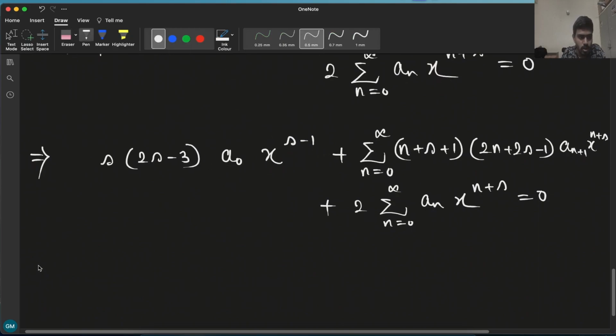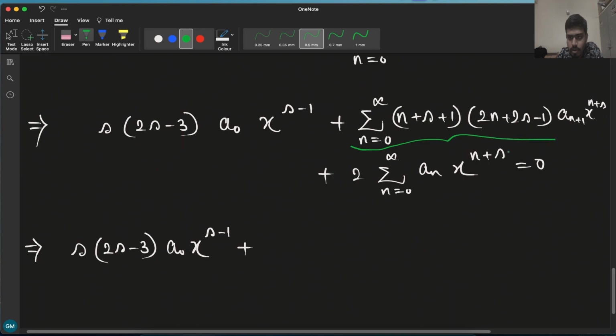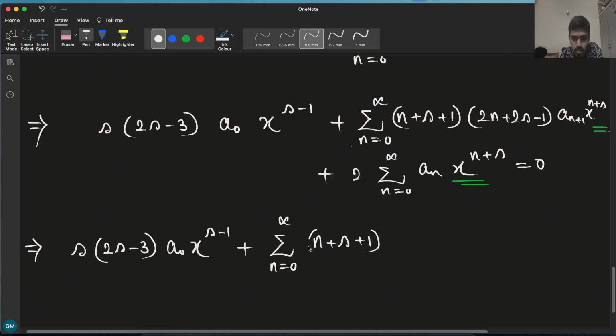Good. So now I will just write s times (2s minus 3) a_0 x to the power s minus 1, plus, now you can see these two terms can be put together, because here x has a power of n plus s, here also x has a power of n plus s, and both are starting from n equals 0. So putting them together, it will be the sum over n equals 0 to infinity of [n plus s plus 1 times (2n plus 2s minus 1) a_{n+1} plus 2a_n] times x to the power n plus s, equals 0.